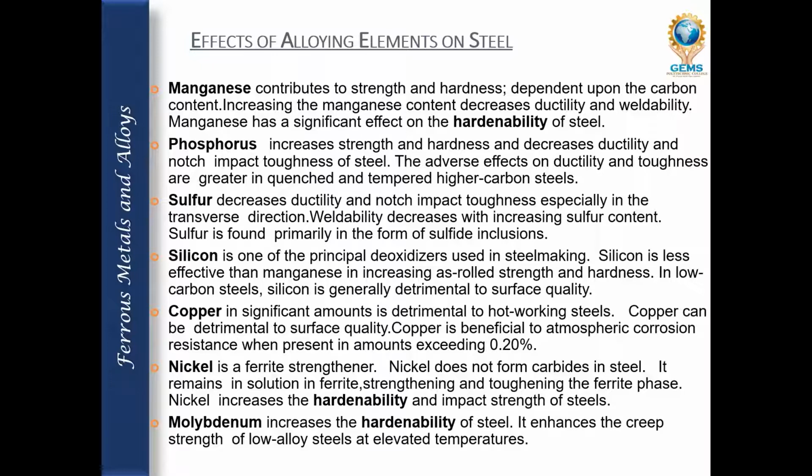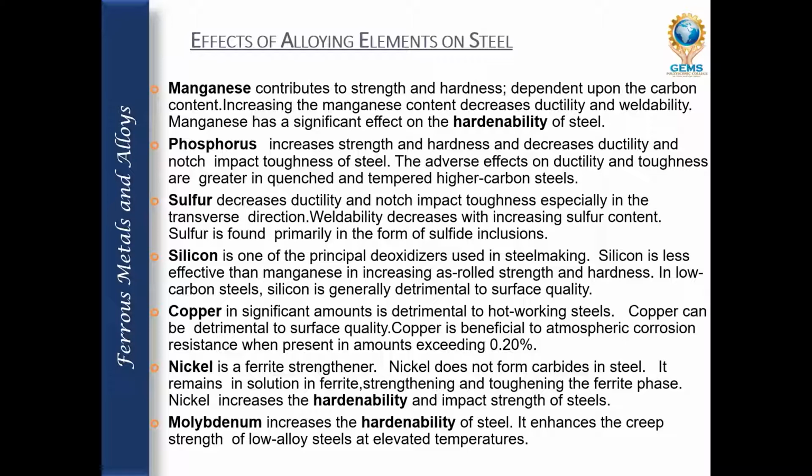Copper in significant amounts is detrimental to hot working steels. Copper can be detrimental to surface quality. Copper is beneficial to atmospheric corrosion resistance when present in amounts exceeding 0.20%. Nickel is a ferrite strengthener. Nickel does not form carbide in steel. It remains in solution in ferrite, strengthening and toughening the ferrite phase. Nickel increases the hardenability and impact strength of the steels.